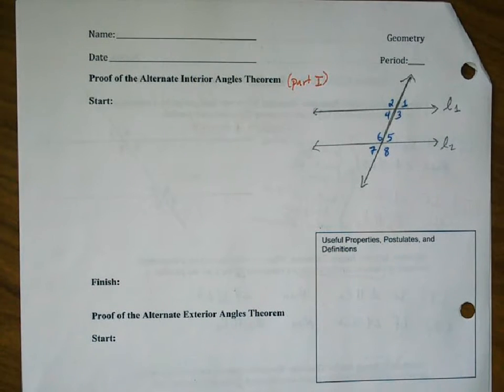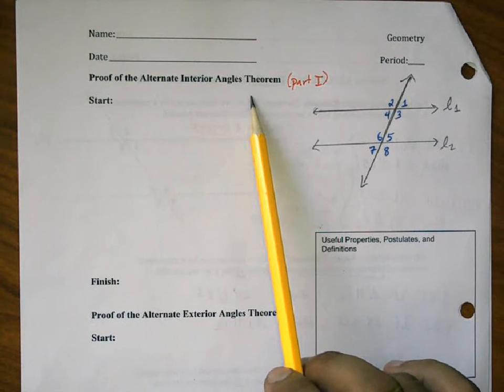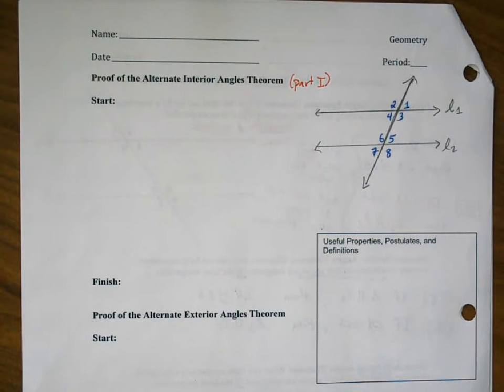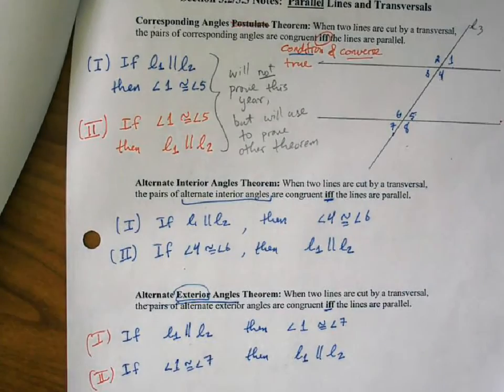Hello geometry students, welcome to the continuing series of videos on theorems about parallel lines and transversals. And in this video we are going to prove the alternate interior angles theorem, part 1, in other words the forward direction. If you don't remember, look back on the previous page. And let's look back together.